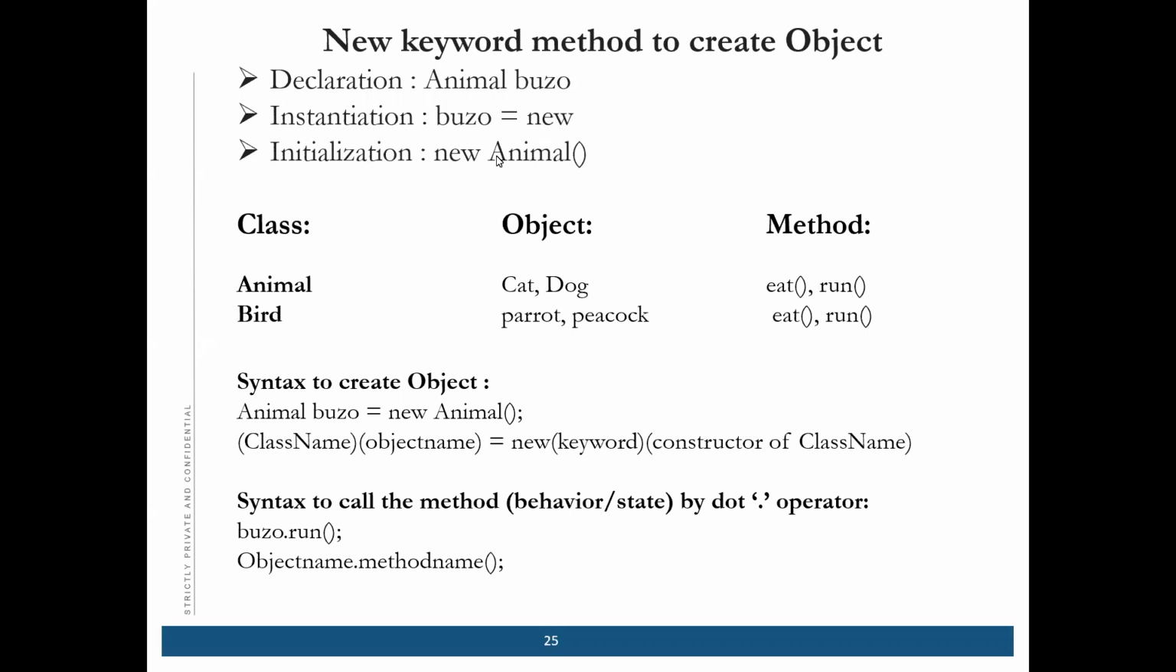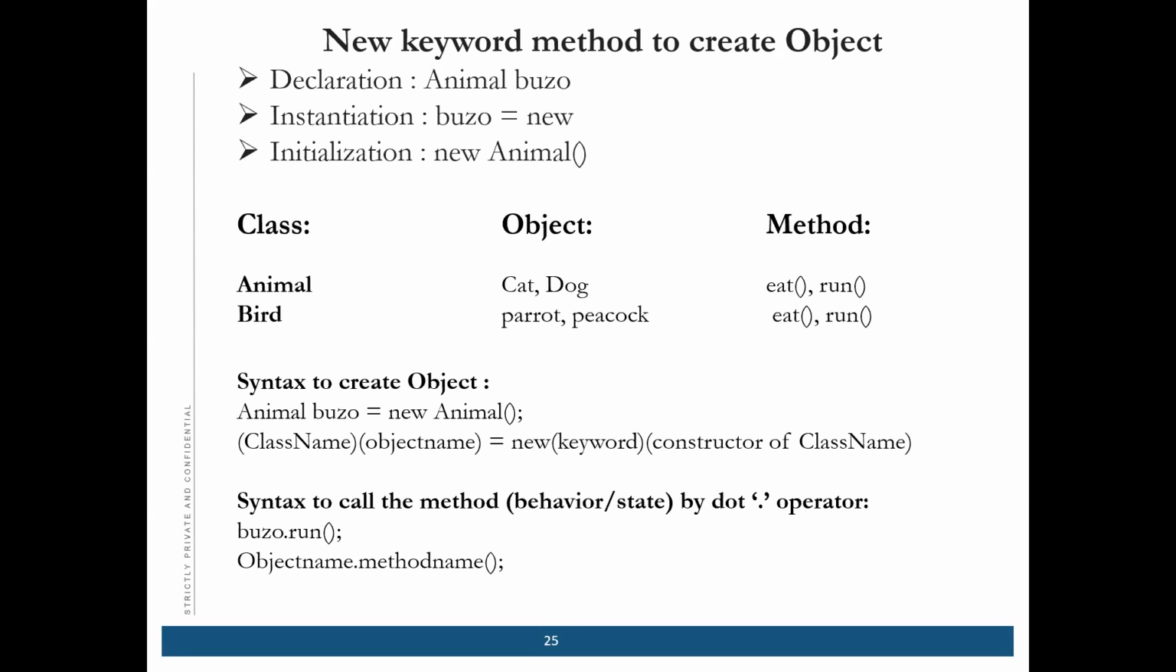Initialization means this is a class constructor. Okay, so Animal is the class name, and Animal with parentheses is a constructor. This is a method. Okay, so what does this method do? We will learn in detail in the constructor class when we go for the constructor.